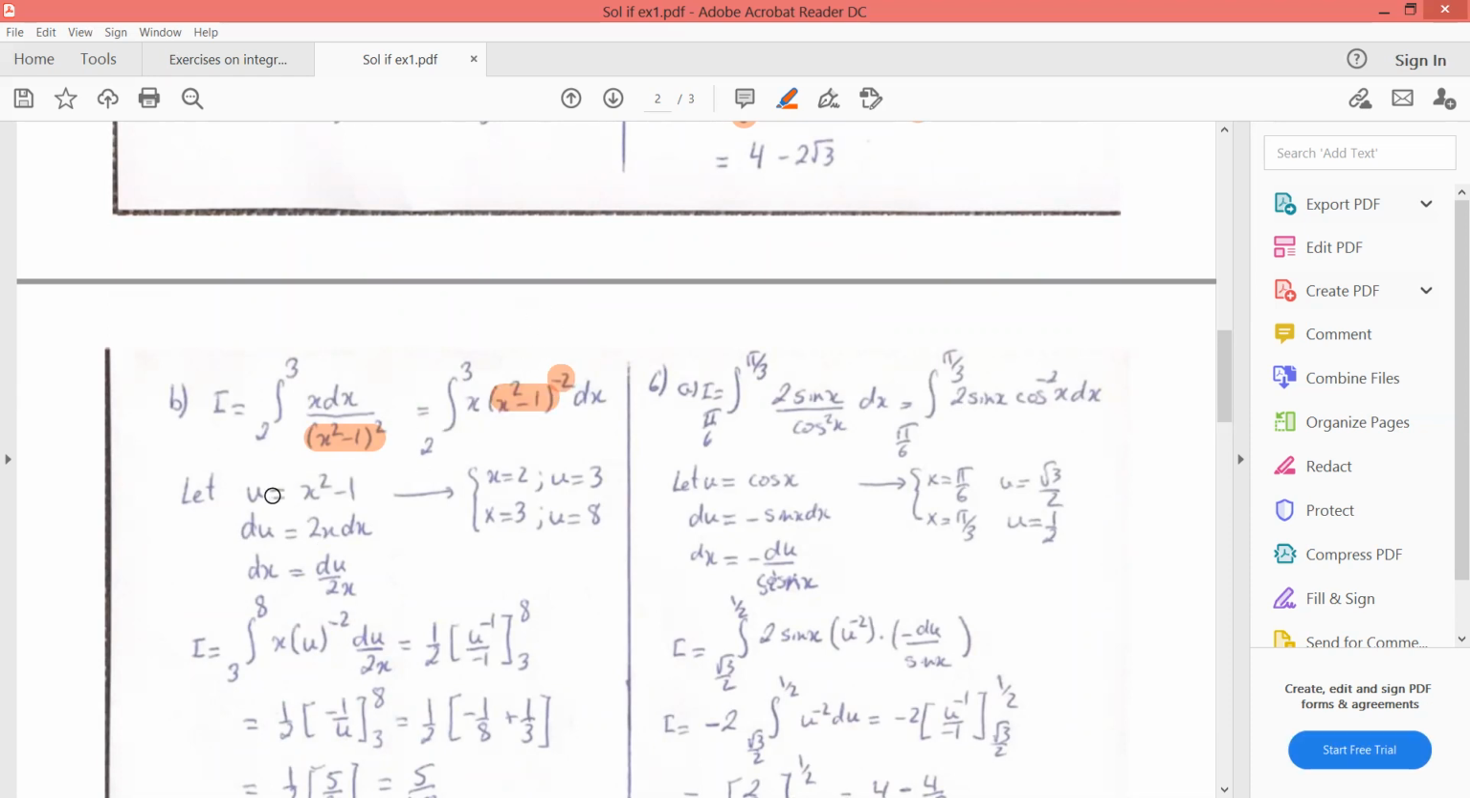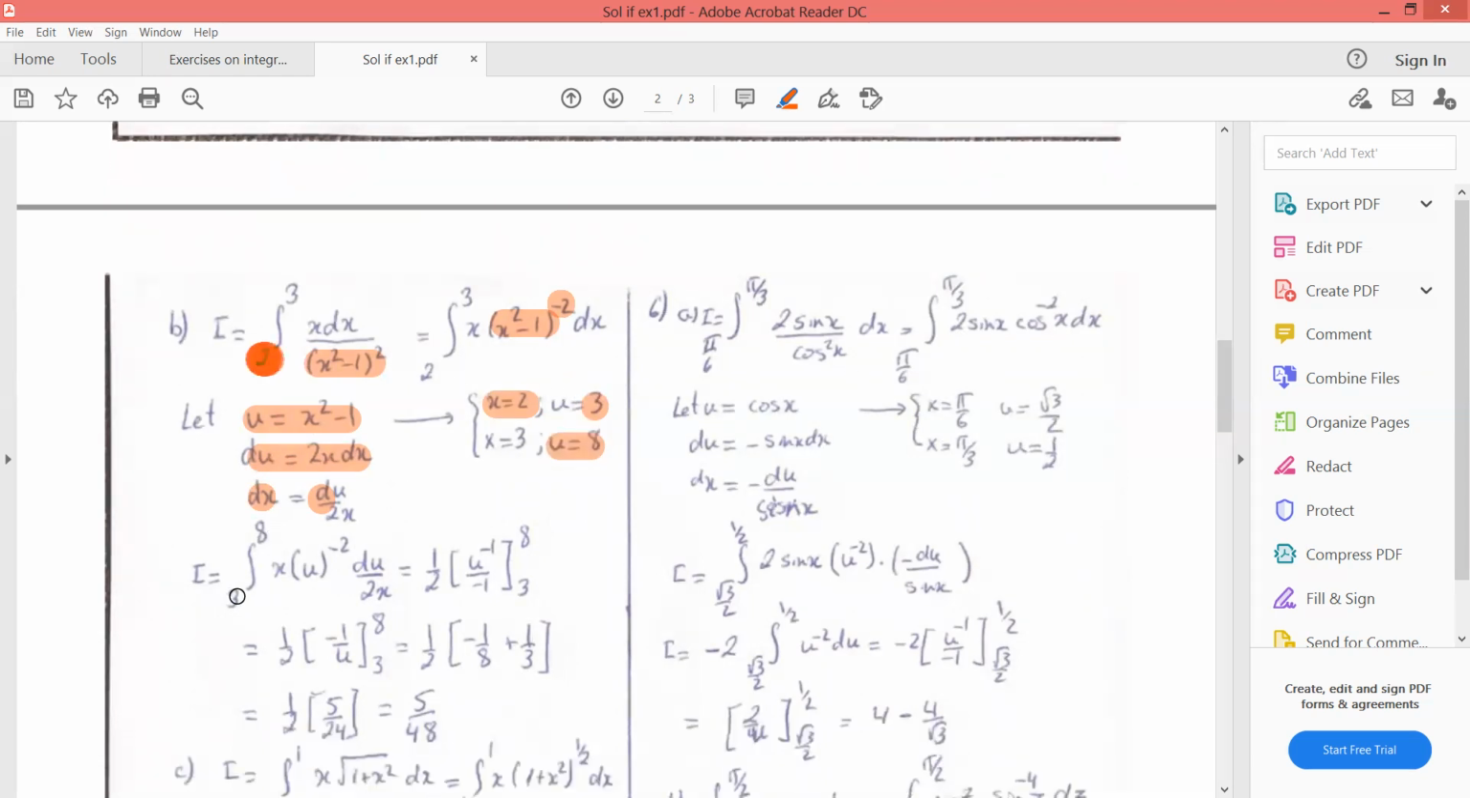Changing the variable, I take u, the base of the power, x squared minus 1. du equals the derivative of x squared, which is 2x dx, so dx equals du over 2x. Also, once again, we change the bounds: for x equal 2, u equals 2 squared, which is 4 minus 1, is 3. And for x equal to 3, 9 minus 1, we get u equals 8.